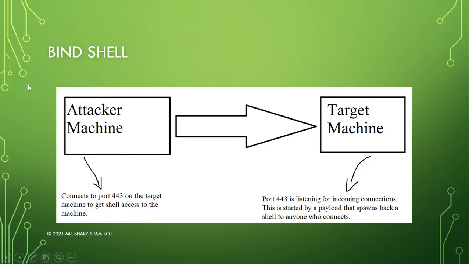So this is how a bind shell would work. In this case, the attacker machine connects to port 443 on the target machine to get shell access to the machine. On the target machine, port 443 is listening for incoming connections. This is started by a payload that spawns back a shell to anyone who connects.